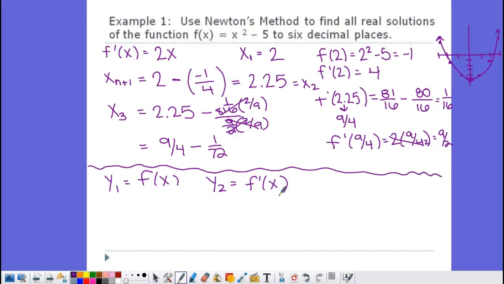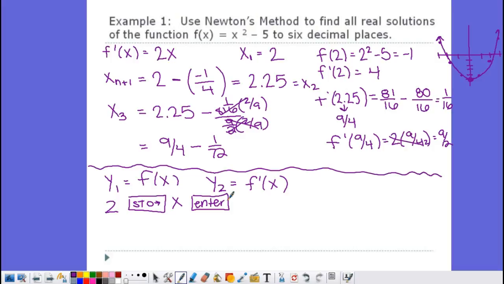What we're going to do is we're going to store our guess into x. So let's go back to our x1. And what we're going to do is we're going to hit 2 on your calculator. You're going to hit the STO button at the bottom above the on. So you're going to hit STO, and then you're going to hit the X, and then hit enter. So what that did is that stored X equals 2 into your calculator.